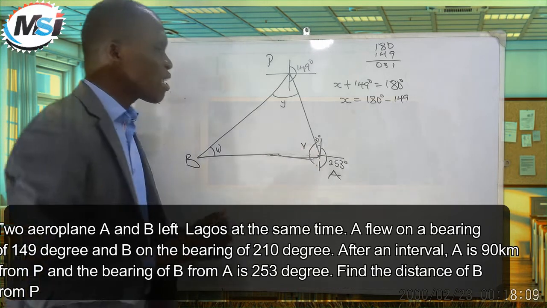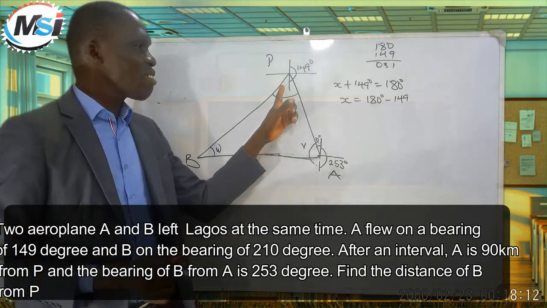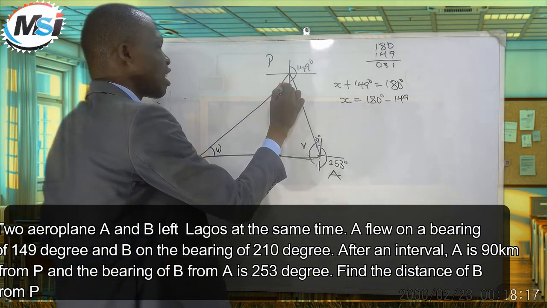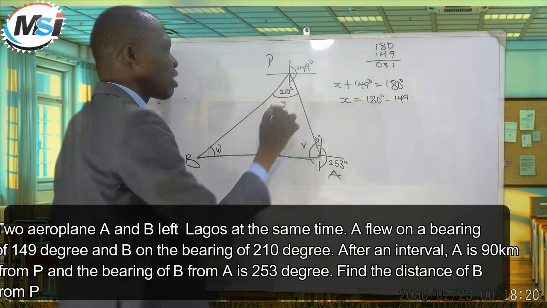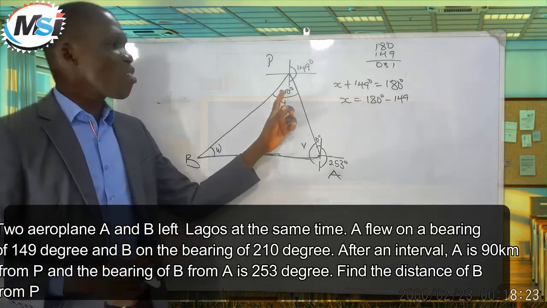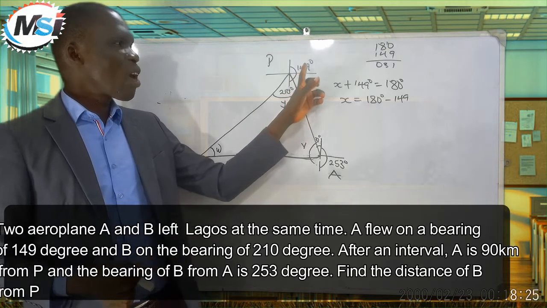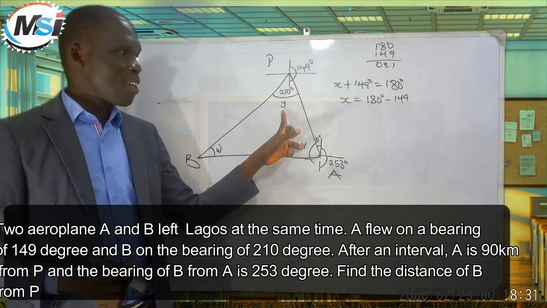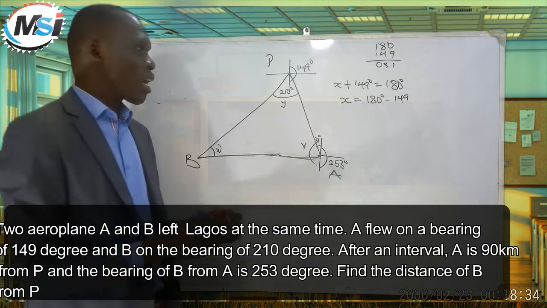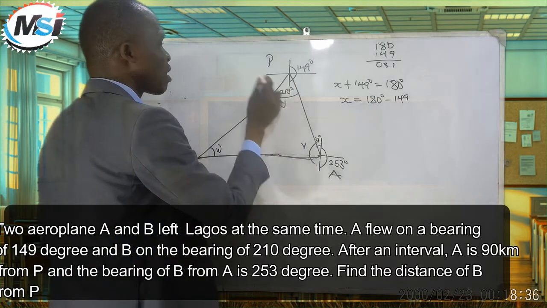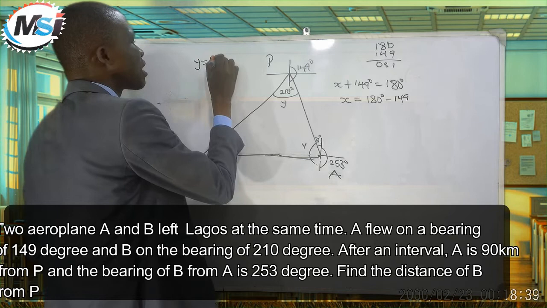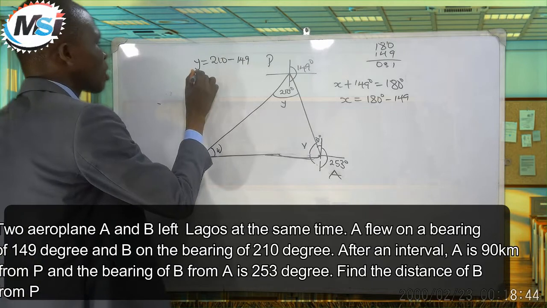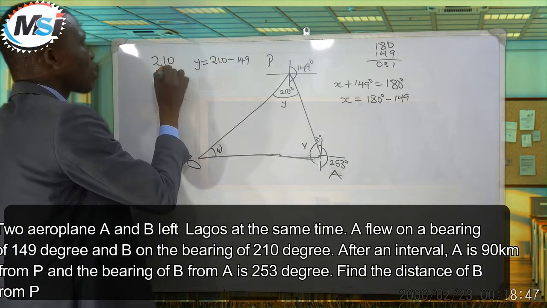Now, from here, you can see that from the question given to us, we have 210 here and 149 here, and we want to find the value of y. So what are we going to do? Y will give us 210 minus 149. So let's subtract 149 from 210.